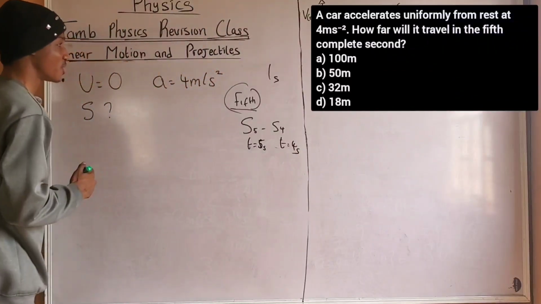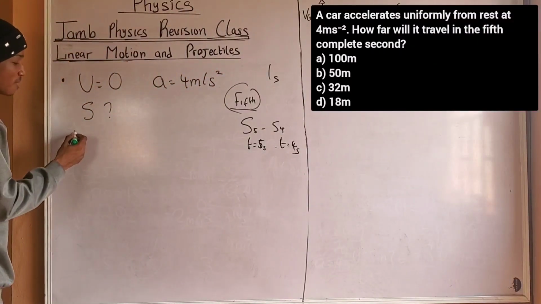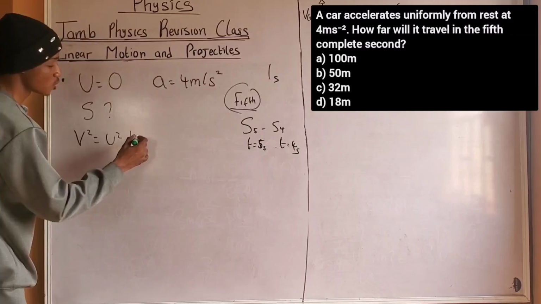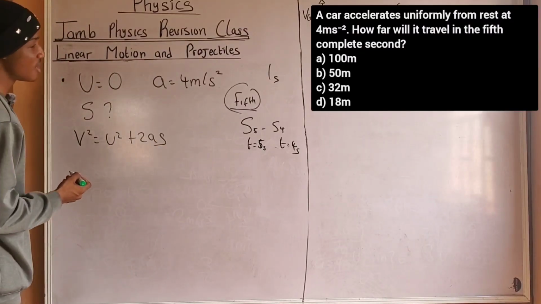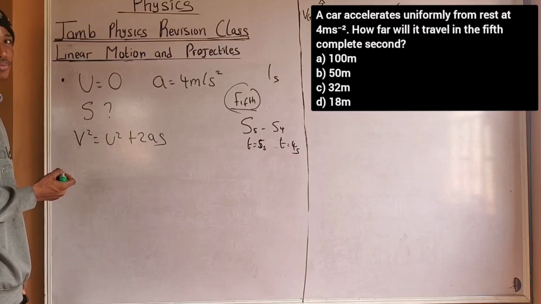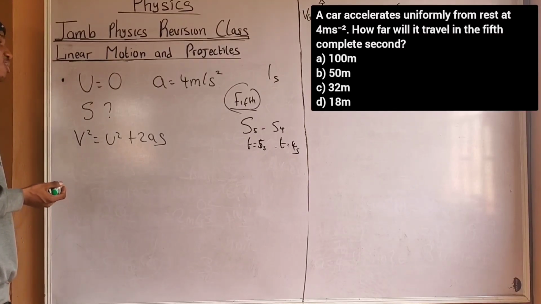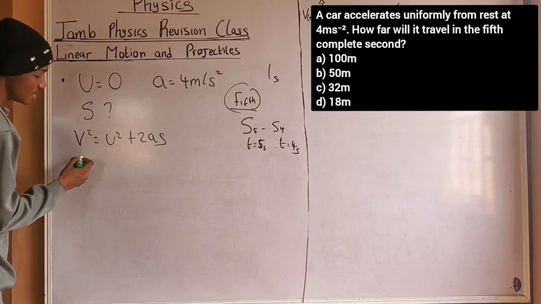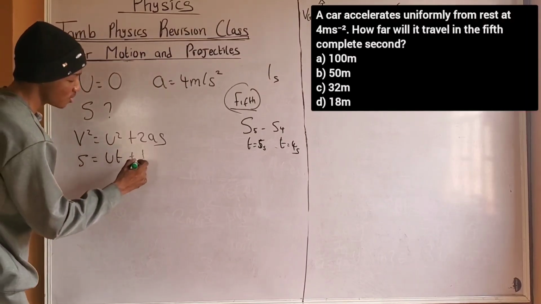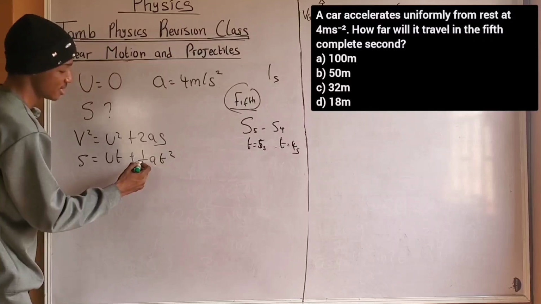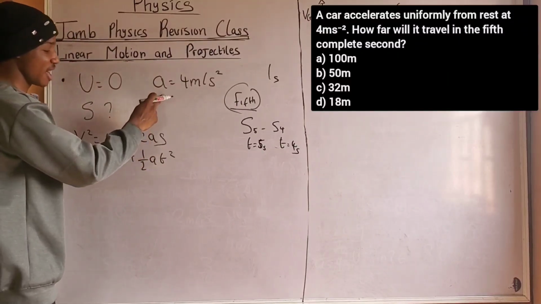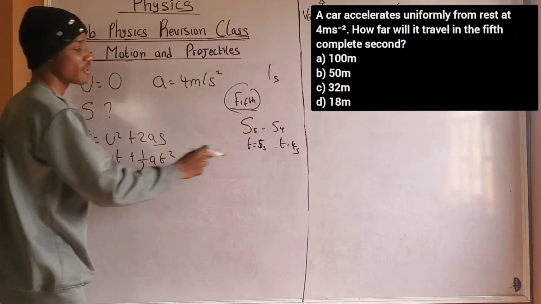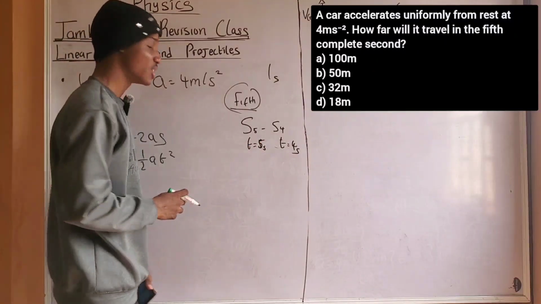Okay, let's proceed with our calculation. We're going to make use of this formula: v squared equals u squared plus 2as. Are you getting it? But here we don't know the value of v, right? So can we make use of this? No. What of this? S equals ut plus 1 over 2 at squared. We can make use of this because we have u, we have a, we have t, which is 5 seconds and 4 seconds respectively. So let us proceed.